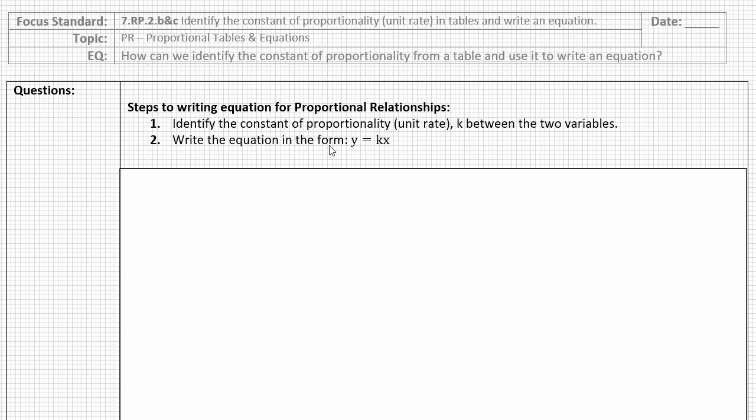Second, we write the equation in the form y equals kx, where the unit rate, represented by the variable k, is being multiplied by the x variable. And in doing that multiplication step, we can figure out the value of y, our second variable. So make sure you have these steps copied down, and then let's begin our first problem.